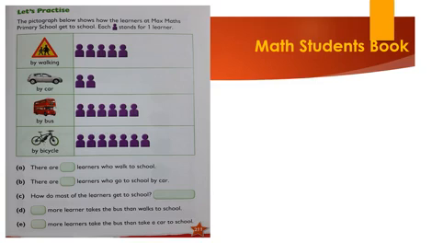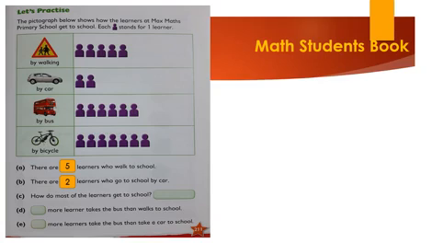Letter A. There are blank learners who walk to school. Will you count how many learners or students go to school by walking? What's your answer? Okay, the correct answer is 5. How about the next sentence, letter B? There are blank learners who go to school by car. How many learners or students go to school by car, by looking at the pictograph? Okay, very good. There are 2.